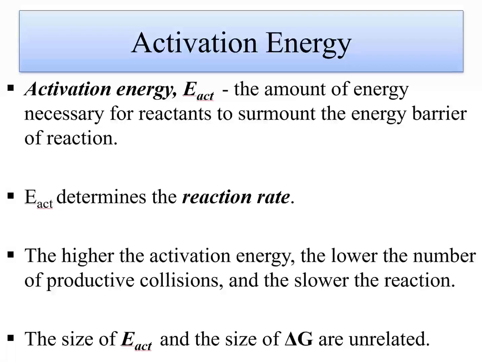The size of activation energy and the size of delta G are unrelated. The activation energy tells us how fast or slow the reaction is. The delta G tells us whether the reaction occurs, whether it's a spontaneous or non-spontaneous reaction, but it doesn't tell us anything about the rate of the reaction.